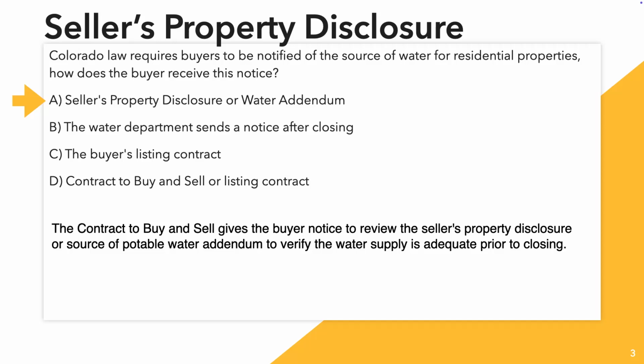You have to disclose the water, because when we're talking about a habitable home, a lender's not going to lend on a home that doesn't have water. So we need to make sure that there is water. We need to disclose to our client where the water is coming from. It's either going to be done with the SPD or it's going to be on the water addendum.